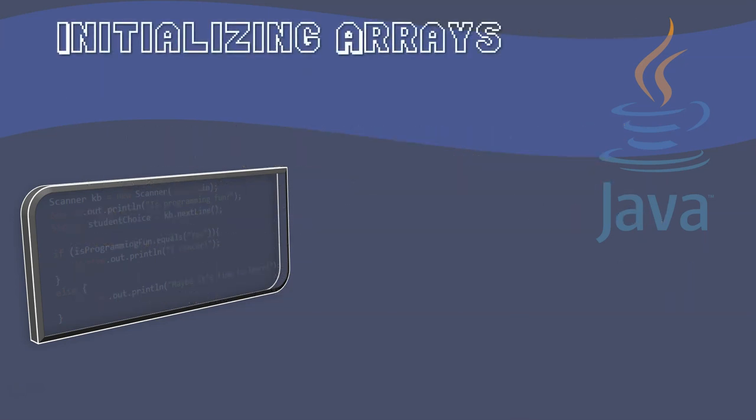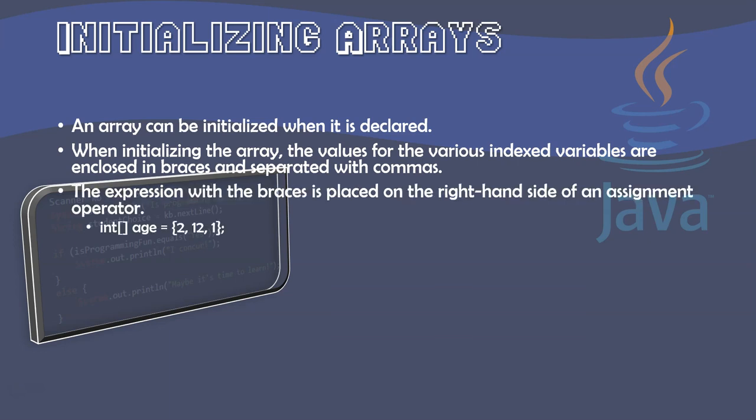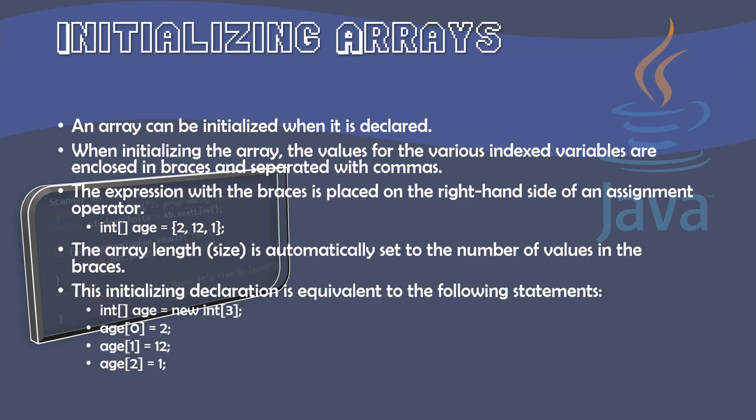So let's use that to talk about how we can initialize arrays. An array can be initialized when it is declared. When you're initializing an array, the values for the various index variables are enclosed in braces and separated with commas. The expression with braces is placed on the right-hand side of the assignment operator. So in this expression, we have int array age, and then we have the values 2, 12, and 1. The array length, or size, is automatically set to the number of values in the braces. In this case, the length would be 3.